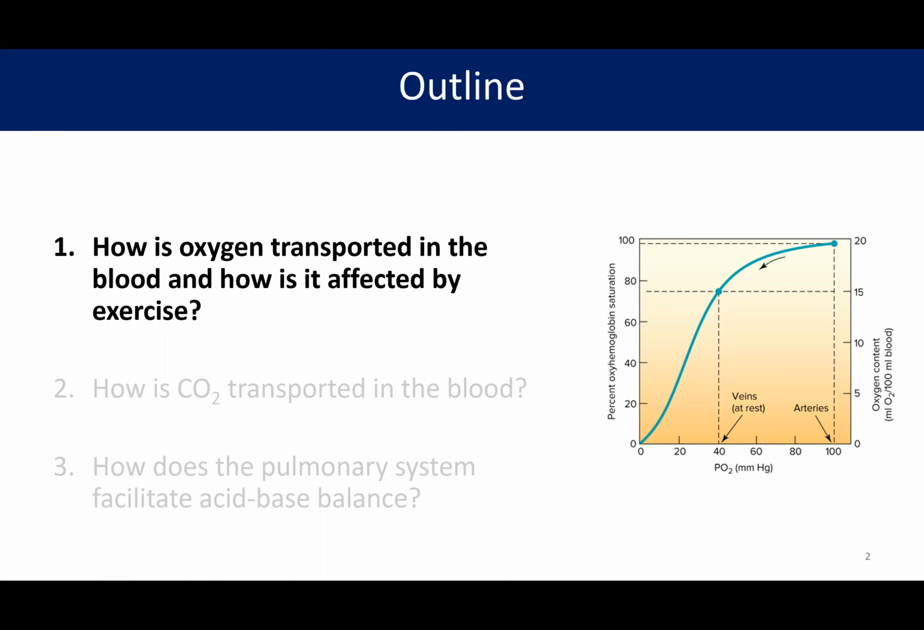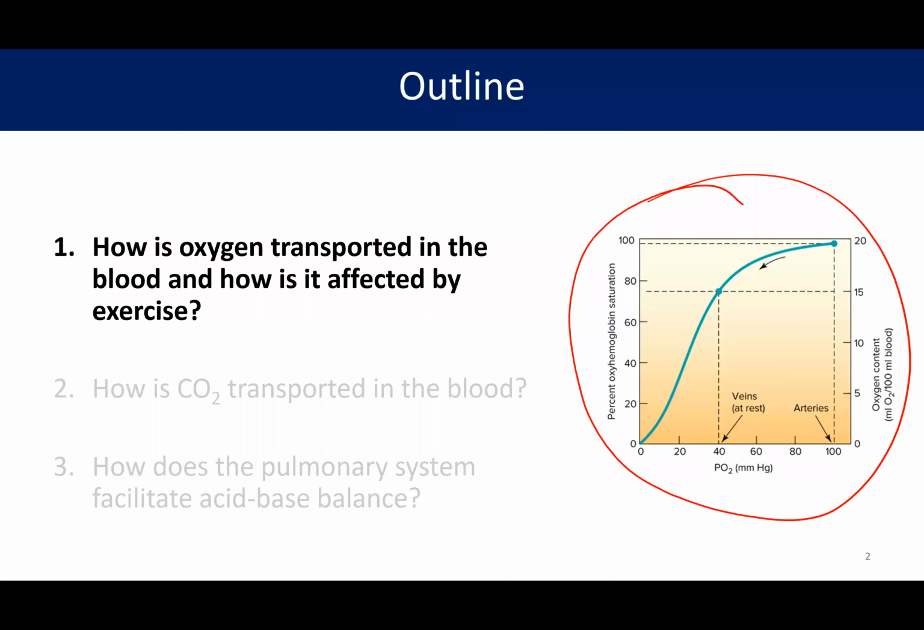This is by far one of the more important graphs that you'll need to know for your next exam. This is called the oxygen hemoglobin saturation curve, or the oxyhemoglobin saturation curve. We'll talk about it in a little bit, but just to tease you a little, it describes the sensitivity and relationship between the partial pressure of oxygen and how saturated, or how much oxygen is bound, to hemoglobin.